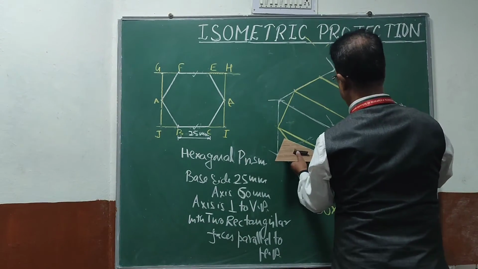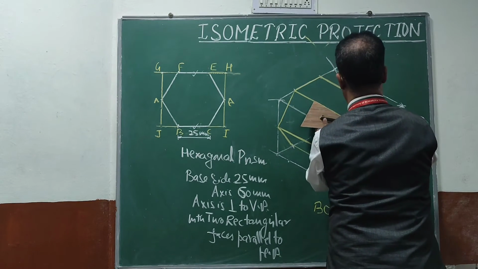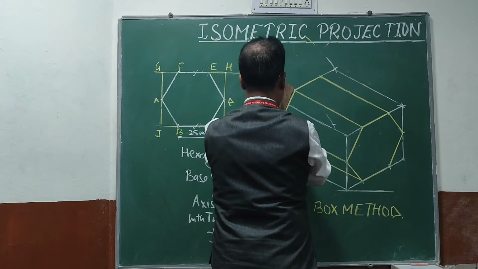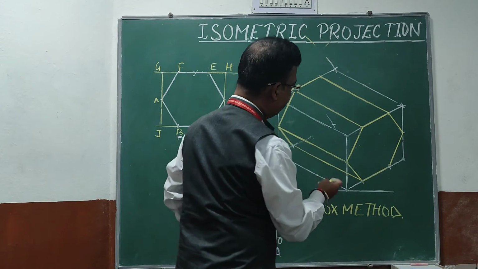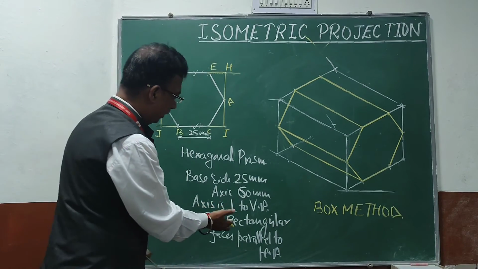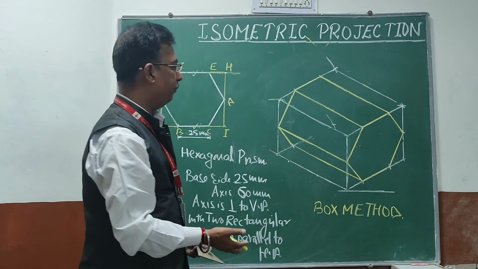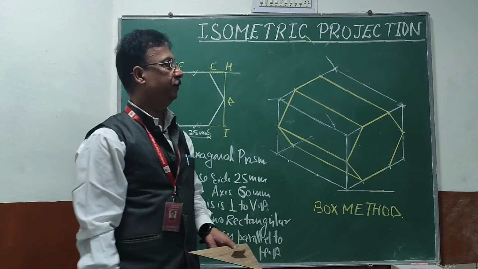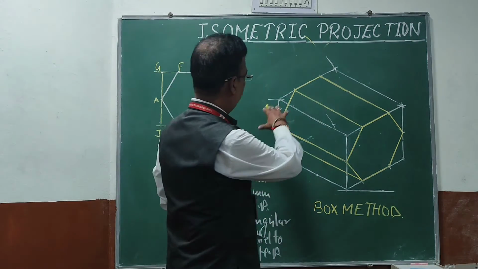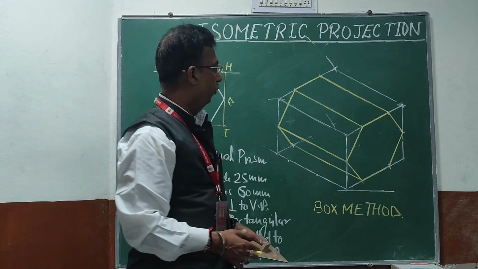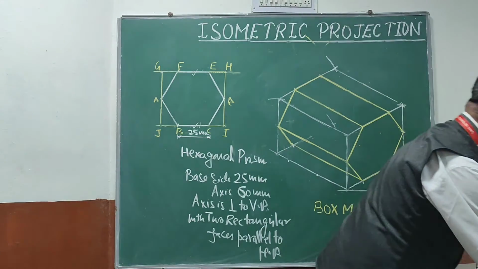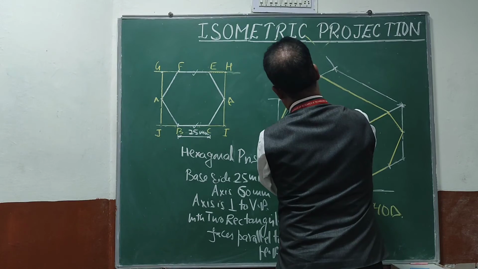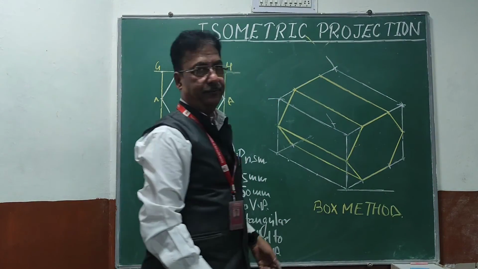This is the isometric projection of this hexagonal prism when it is lying on one of its faces on the HP. Actually, the face will be on the HP, or you can say parallel to HP, and this time the axis will be perpendicular to the VP. And this method is known as the box method. So you can bound the object inside a box initially, and later on you can mark the different points and easily get them.